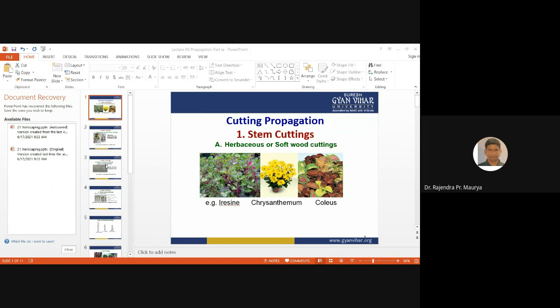Okay, after that the stem cuttings. Second type is leaf cuttings. Leaf cuttings are highly useful for ornamental plants that we use in landscaping. The examples are Begonia rex, Peperomia, African violet, agave, and also Bryophyllum.